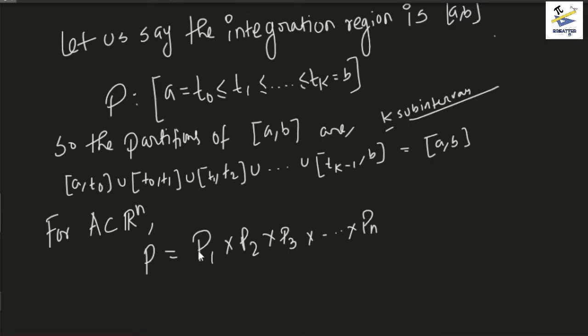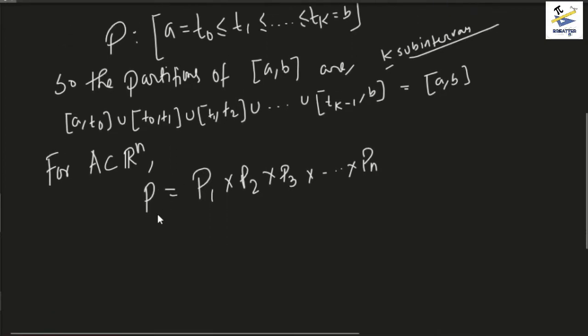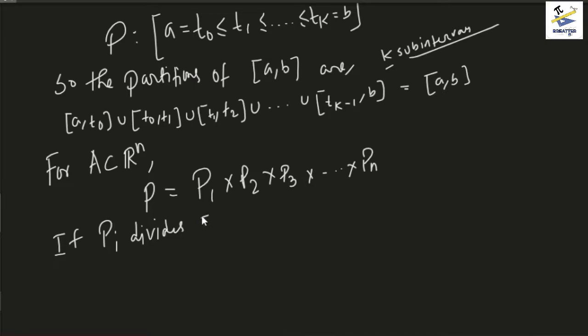Now what we can do here is divide each of them into ni subintervals. Basically, if Pi divides small ai comma small bi into ni subintervals.